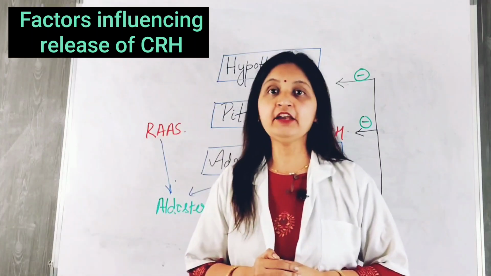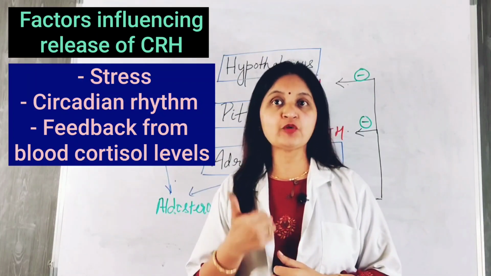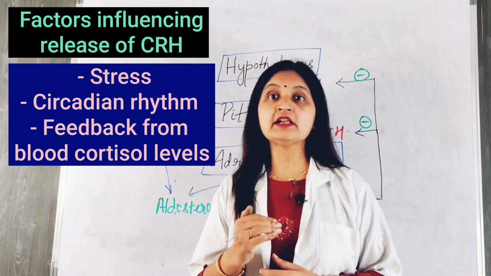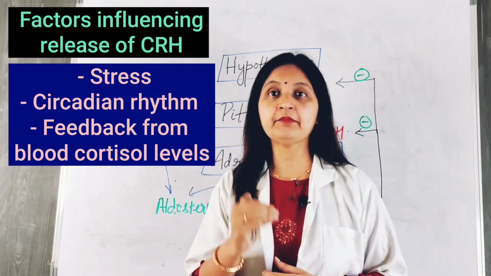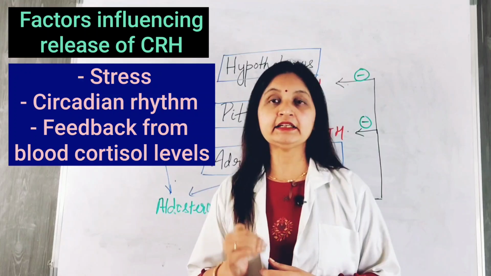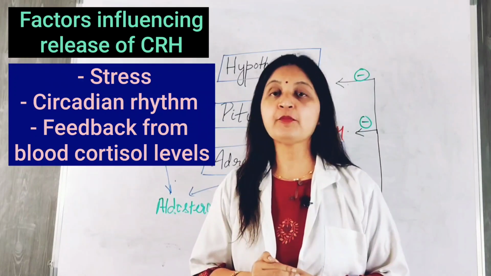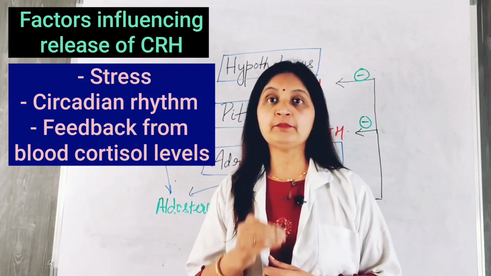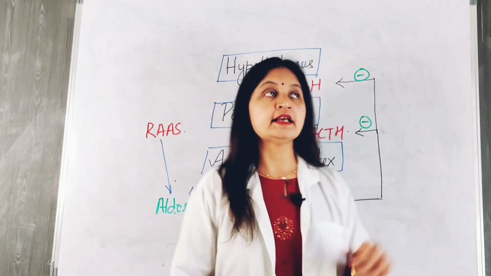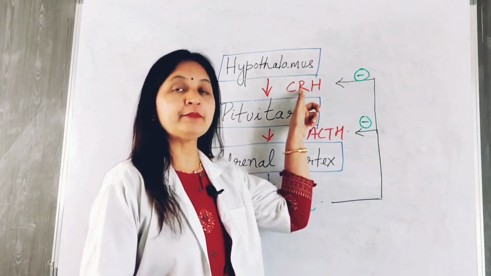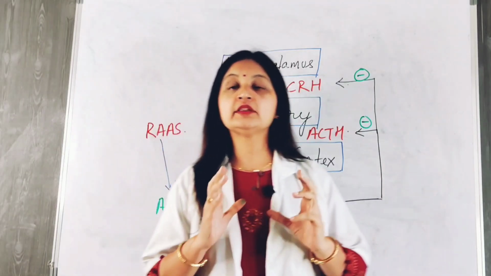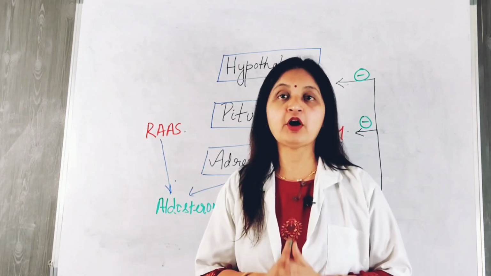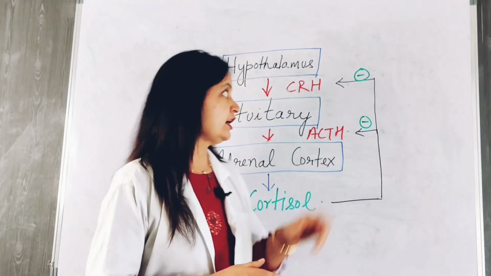So the factors that influence the release of CRH are stress, both physical and emotional stress, and circadian rhythm, where the cortisol levels peak in the morning time and are lowest in the night time. Thirdly, feedback from blood levels of cortisol also influences CRH secretion. So if the blood levels of cortisol increase, the CRH secretion from the hypothalamus decreases. So these are some of the factors that influence the release of corticotropin releasing hormone from the hypothalamus.